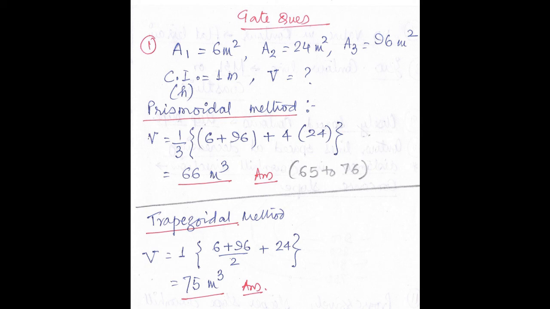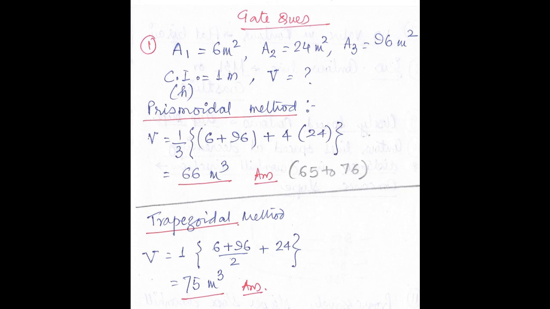Let us see how to solve the problem. Here A1 is equal to 6 meter square, A2 equal to 24 meter square, A3 equal to 96 meter square. Contour interval is 1 meter, that is denoted as small h. We have to find the volume of the earthwork, that is capital V. From the prismoidal formula, if you remember in the last video I have shown you the formula, that is the h by 3. Here h is what? Contour interval h value is 1.